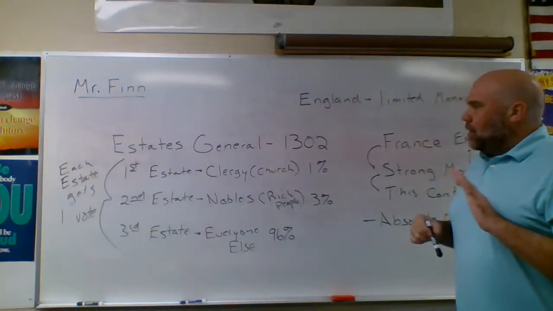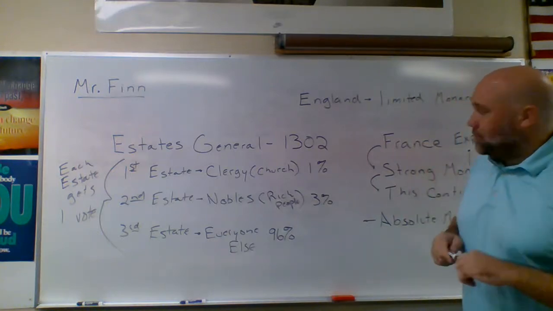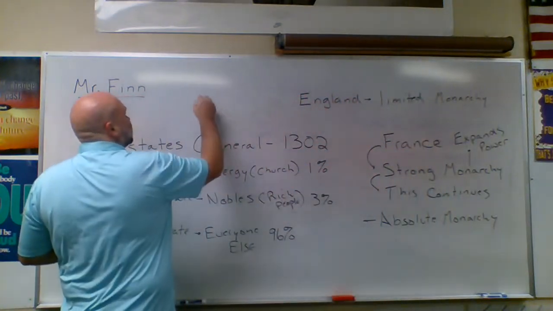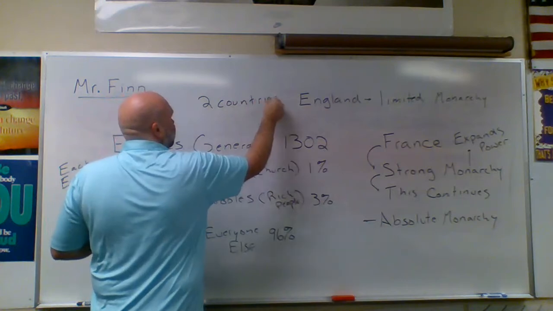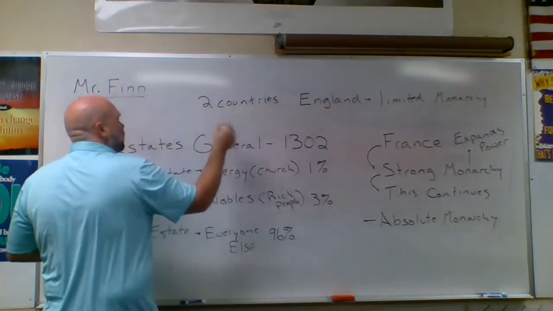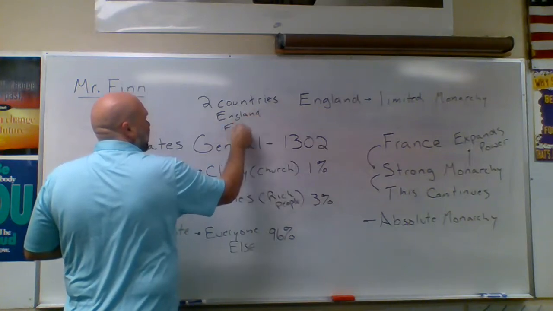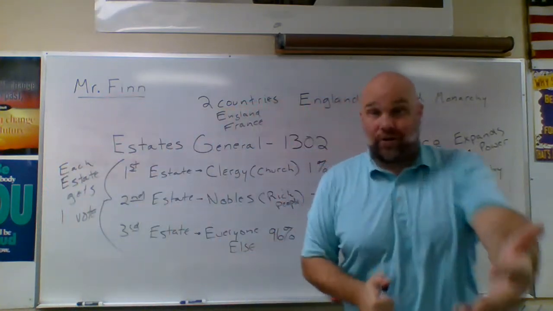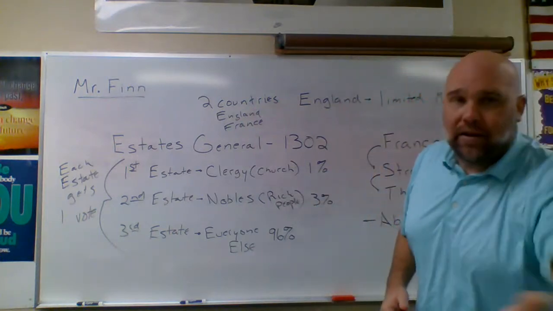So the important thing to take away today, though, is this. We essentially have two countries. By the time we're at like 1300, we have England and we have France. We have two modern countries. England and France exist today. That's what we're getting towards by the time we're getting into the 1300s.